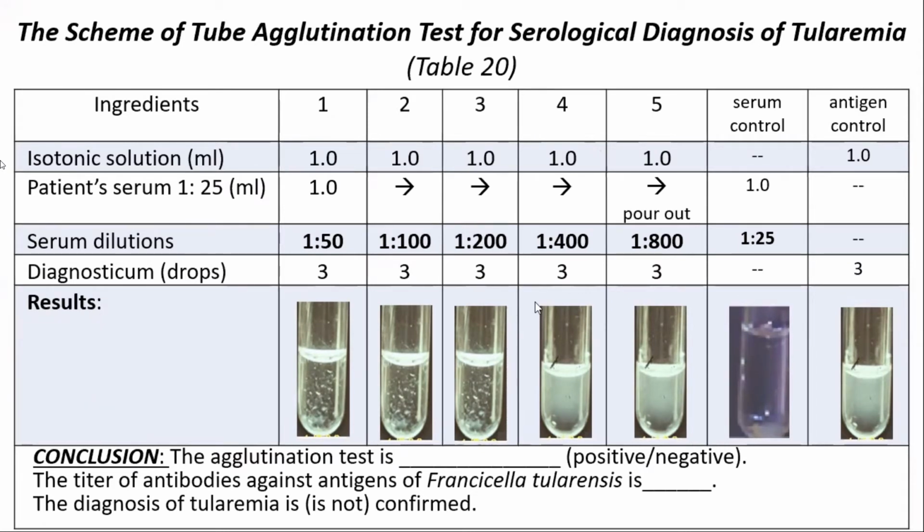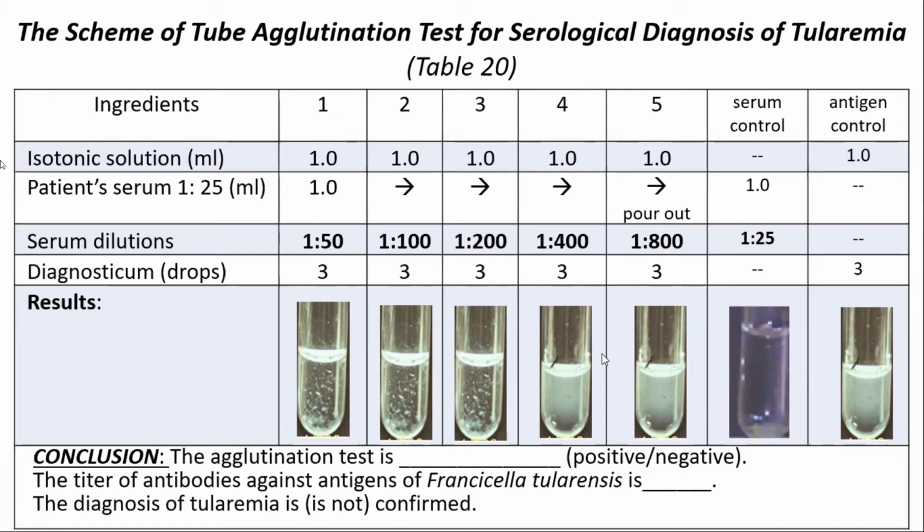Well, and then after 24 hours of incubation, we can see the result. Antigen control is negative. You can see turbidity, it is cloudy. Serum control is transparent. And you can see the first 3 tubes with flakes due to positive result. It means there is agglutination in the dilutions 1 to 50, 1 to 100, 1 to 200. It is labeled with pluses, positive result.